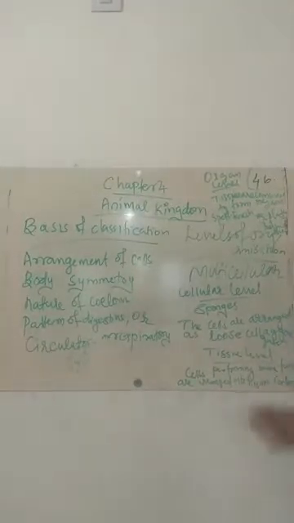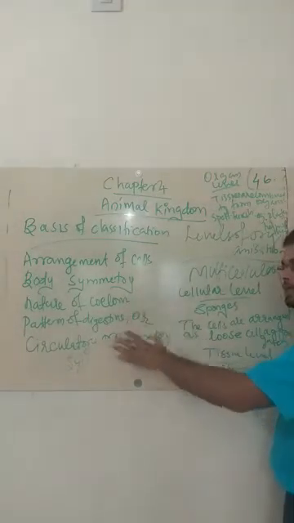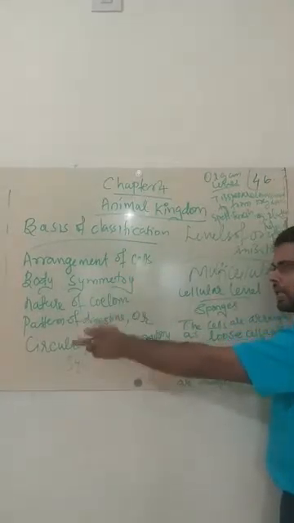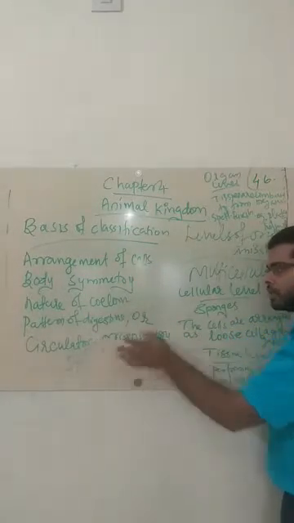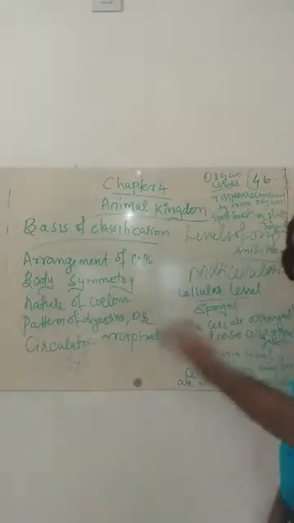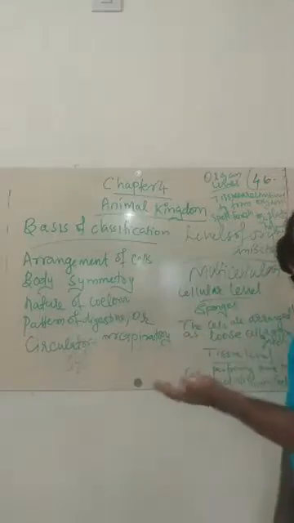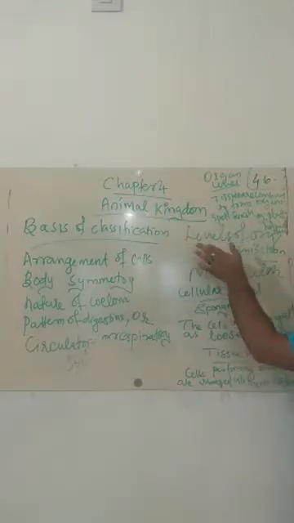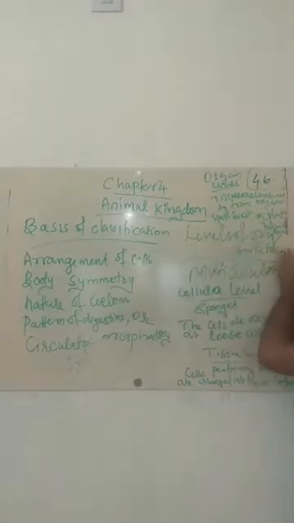So what we have said: first we talked about the basis of classification. In the basis of classification we said the arrangement of cells, body symmetry, nature of coelom, pattern of digestive, circulatory or respiratory system. Based on this we have classified, and these features are used as the basis of animal classification. Some of them we are going to discuss. The first one we said is the arrangement of cells, and in this we discussed the levels of organization.